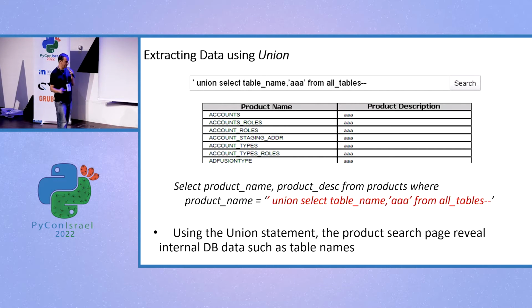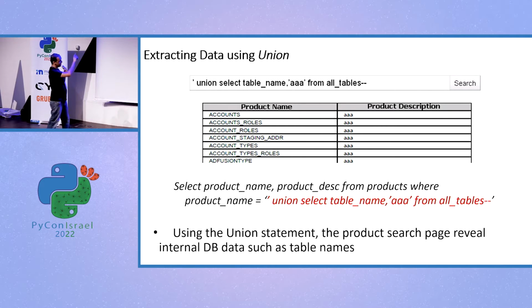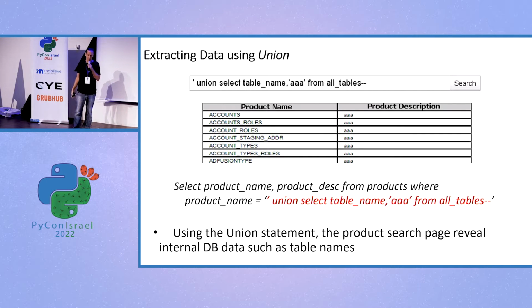But instead of just plain chair, I put apostrophe, union select, table name, and a dummy value from all tables, and suddenly I'm getting all the tables from the database. And then I can select which table I find interesting and query for its columns, for example, accounts, and select the data from it, and then steal it.